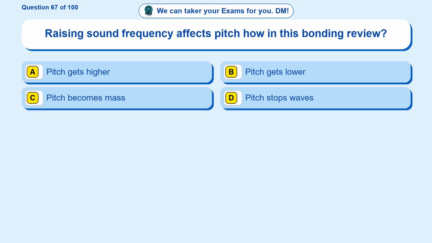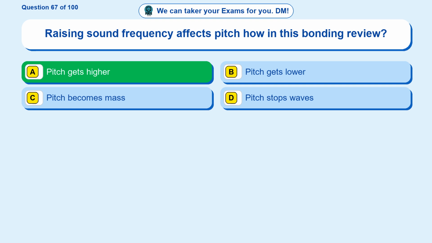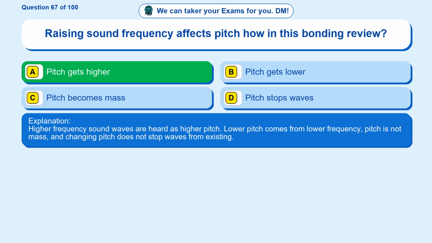Question 67. Raising sound frequency affects pitch how in this bonding review? Option A, pitch gets higher. Option B, pitch gets lower. Option C, pitch becomes mass. Option D, pitch stops waves. The correct answer is option A. Pitch gets higher. Higher frequency sound waves are heard as higher pitch. Lower pitch comes from lower frequency, pitch is not mass, and changing pitch does not stop waves from existing.